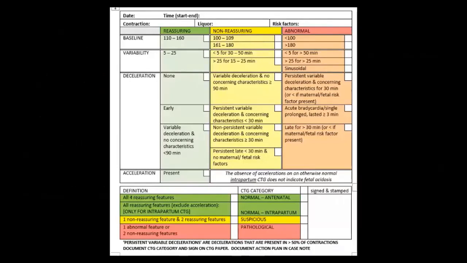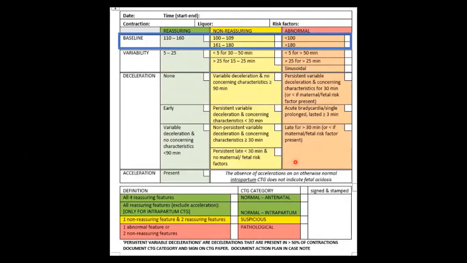so overall, after we have talked about baseline, you define the risk already. So you see on this chart, you define the risk already. You have the contraction, then you have the baseline, variability, deceleration, acceleration. Then you need to give an overall impression. So for the overall impression, you need to tell, do you think this is a normal CTG or a suspicious CTG or a pathological CTG? And what are the reassuring, non-reassuring, abnormal features?